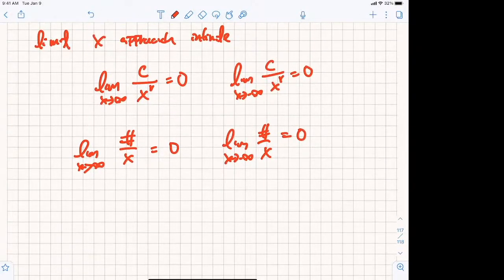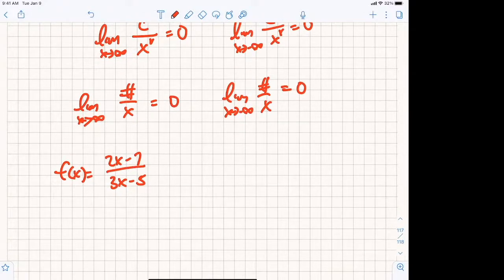Now, let's go back to talk about non-removable discontinuity, like vertical asymptotes. How do we find a vertical asymptote like this: 2x minus 7 over 3x minus 5? When does a vertical asymptote happen?